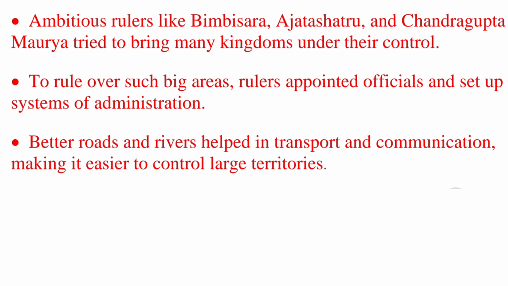Ambitious rulers like Bimbisara, Ajatashatru, and Chandragupta Maurya tried to bring many kingdoms under their control. To rule over such big areas, rulers appointed officials and set up systems of administration. Better roads and rivers helped in transport and communication, making it easier to control large territories.